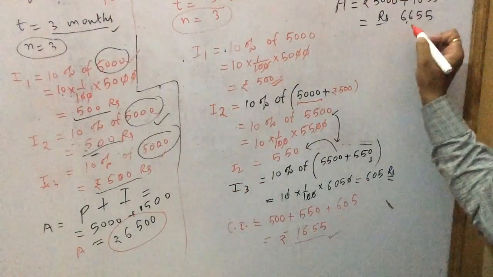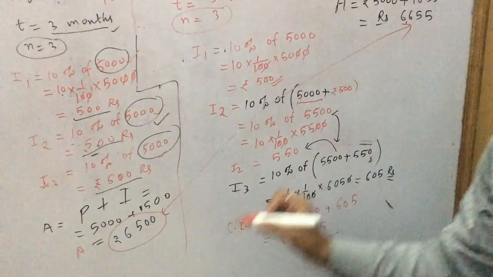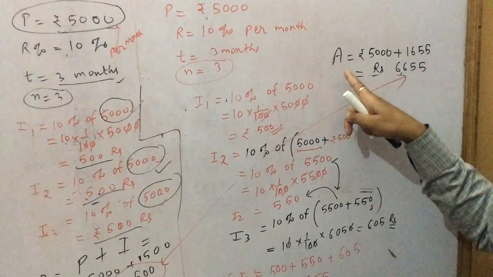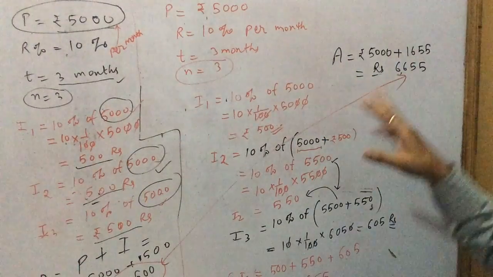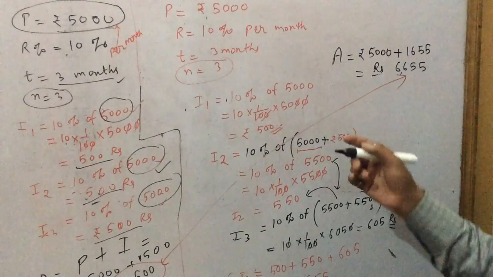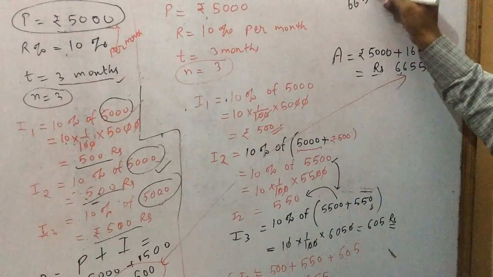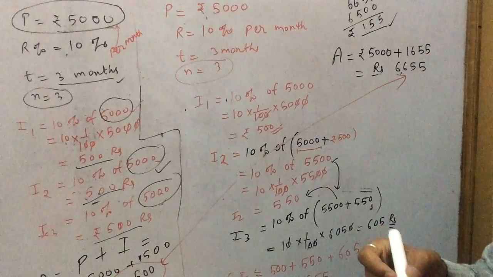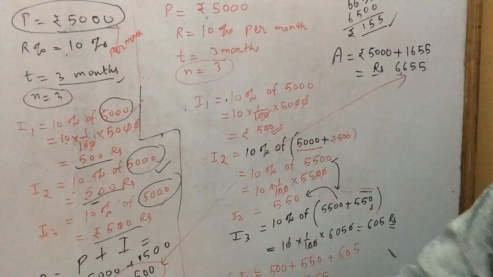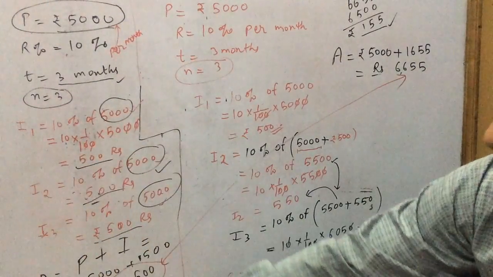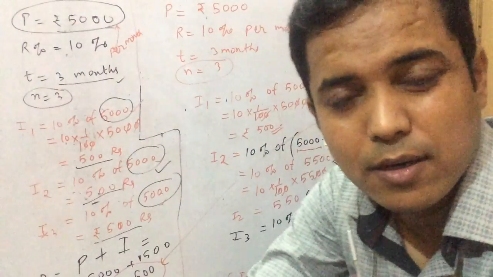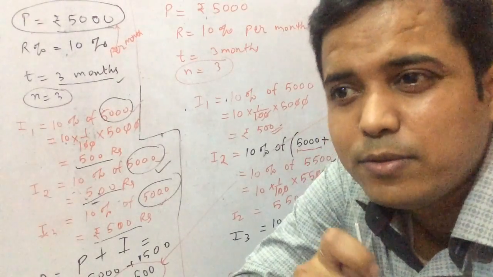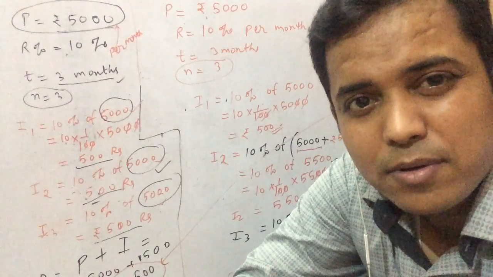So here you see, when you compare these two amounts, the amount with compound interest is more. When you compare, 6,655 minus 6,500 means 155. It is 155 rupees more. So in this way you can see that earlier in simple interest it was 1,500, and here the compound interest is 1,655. So you always get more with compound interest. Whenever you give money to any person on compound interest, you will receive more money.